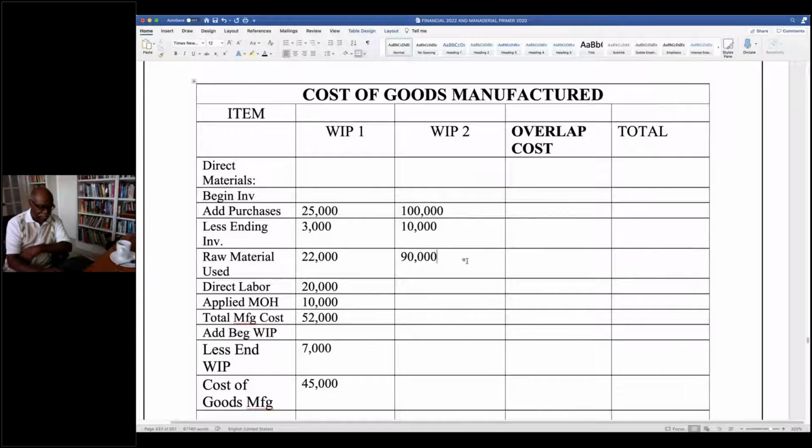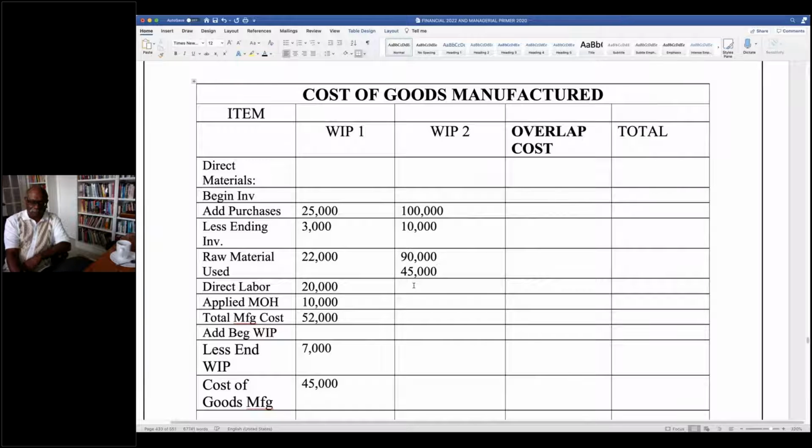So it's 45,000 for... what's 45,000 for? It's the second raw material use under the T account of work in process two. What else does it represent? The raw material transferred over. That's the raw materials transferred in.